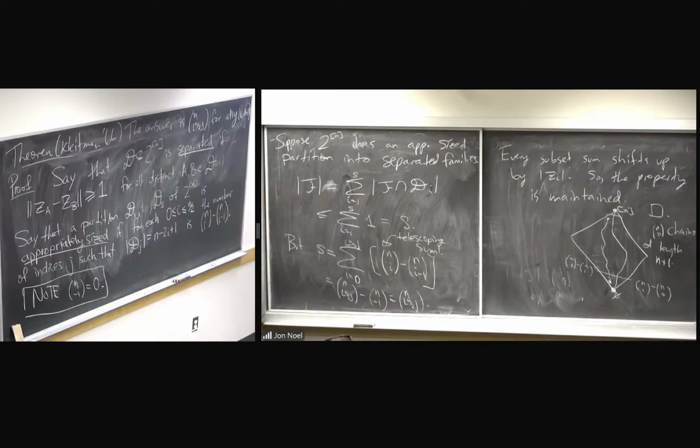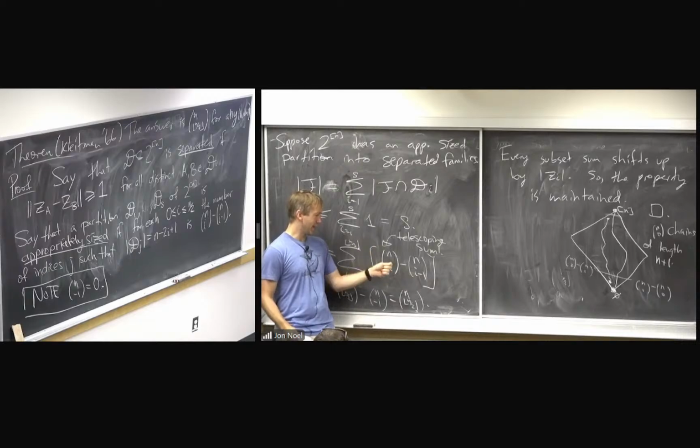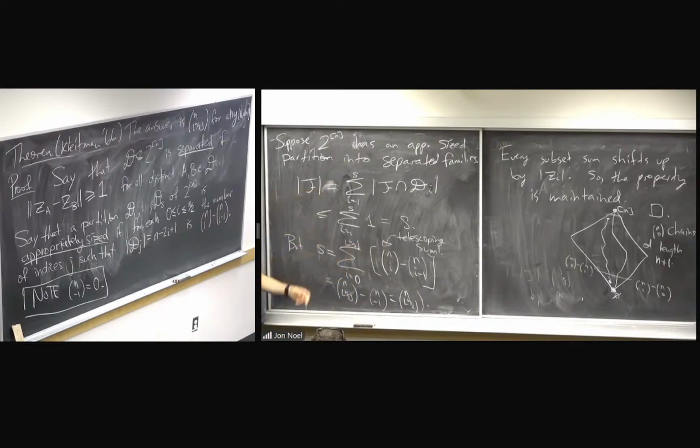Do you know what I mean by telescoping sum? Is that a thing you guys have heard? Yeah. So each positive term will cancel with the next negative term, and so it just clicks together like a telescope. So this proves if we had a partition of this type, then we win, right? Then the size of F is at most s, and s is just equal to n choose n over 2.